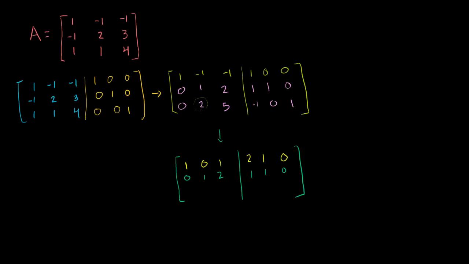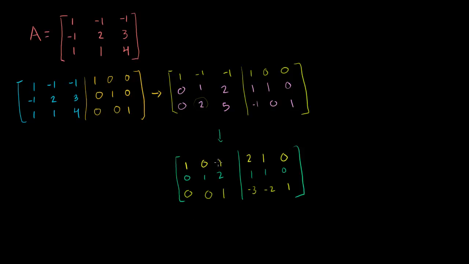So let's replace the third row with the third row minus 2 times the second row. So 0 minus 2 times 0 is 0. 2 minus 2 times 1 is 0. 5 minus 2 times 2 is 5 minus 4, that's 1. Minus 1 minus 2 times 1, that's minus 3. 0 minus 2 times 1, that's minus 2. And then 1 minus 2 times 0 is just 1 again.